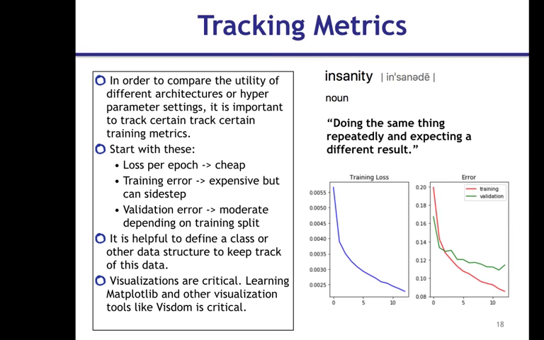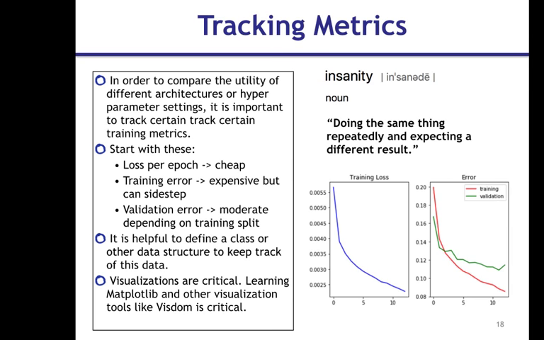track metrics. So for example, you could track the loss per epoch. That's something that you're already doing anyway, so that's easy to do. Or you could look at the training error, which is expensive, but it's okay. I can speak on that.